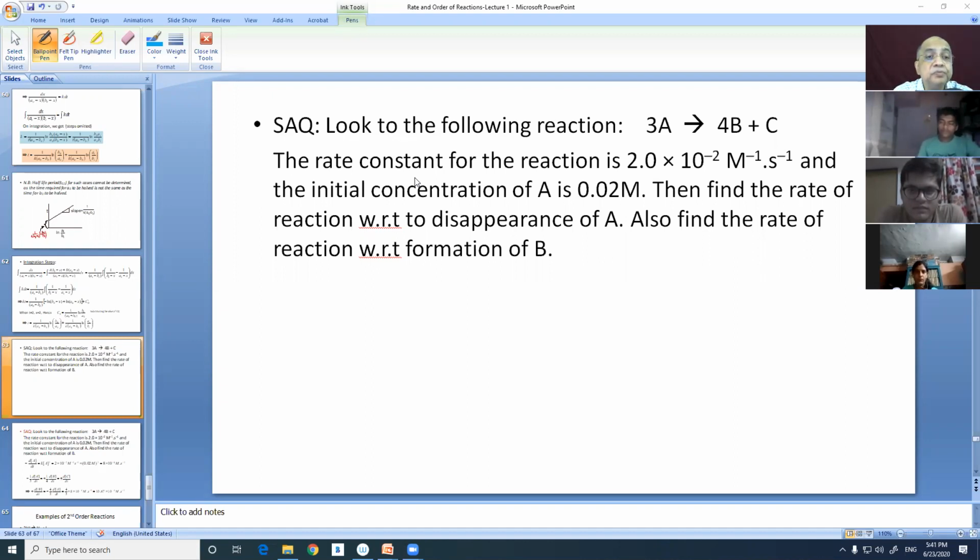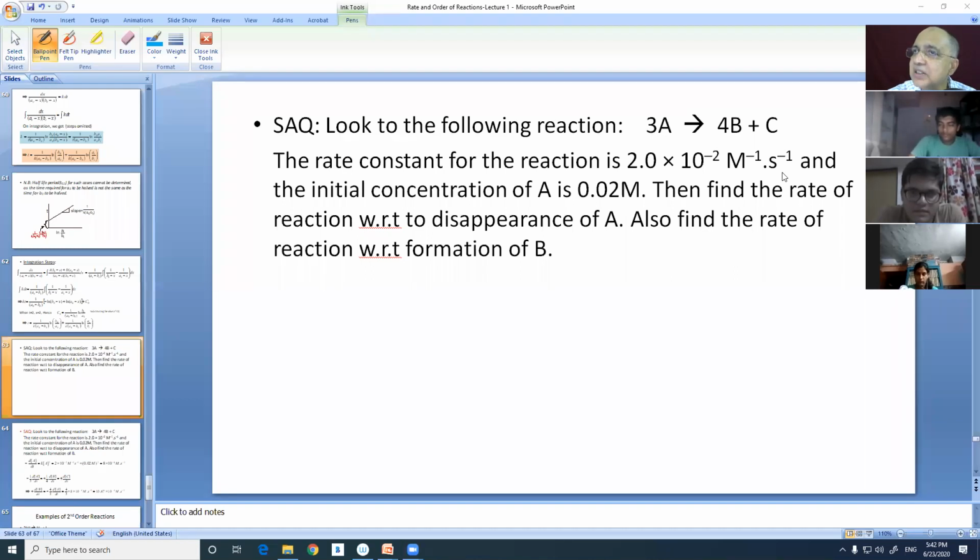Yes, Ananya? So we can know that this is a second order reaction from the unit of the rate constant. Yes, precisely. Look to the unit. Units are very, very indicative. From the unit, you can know what the order is.